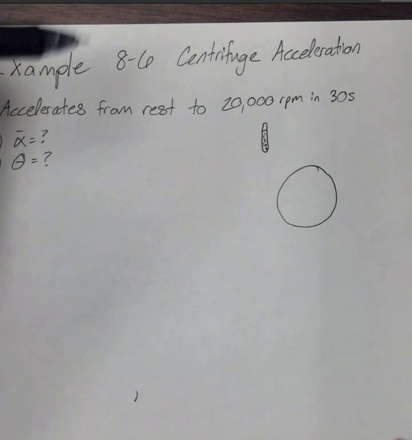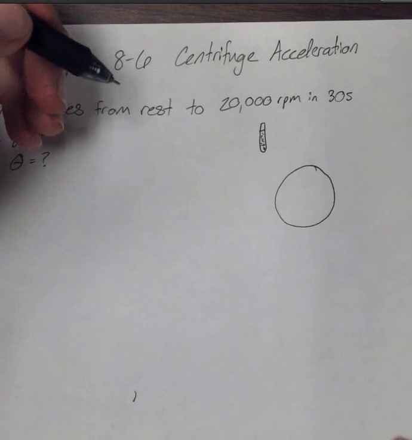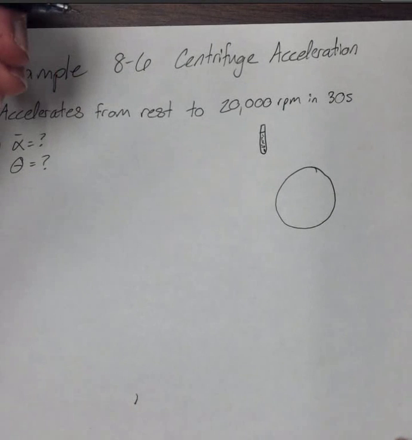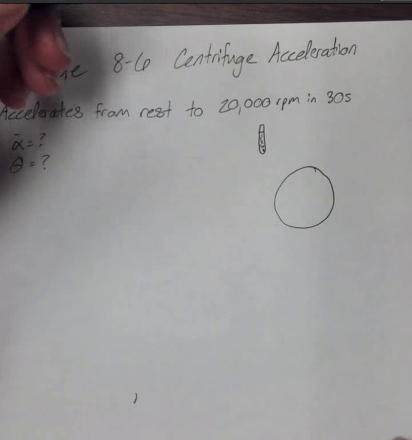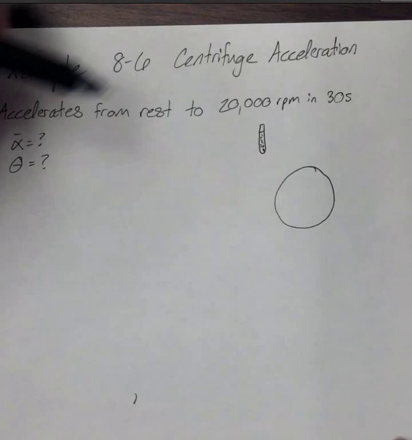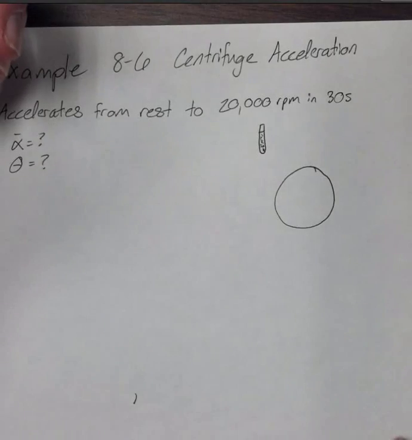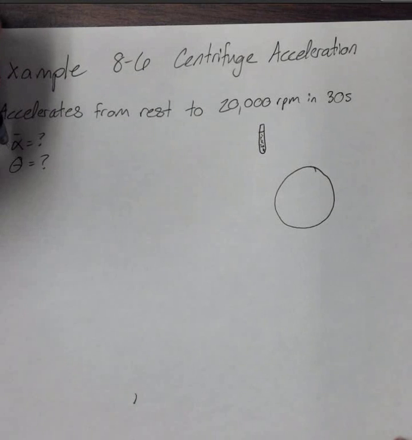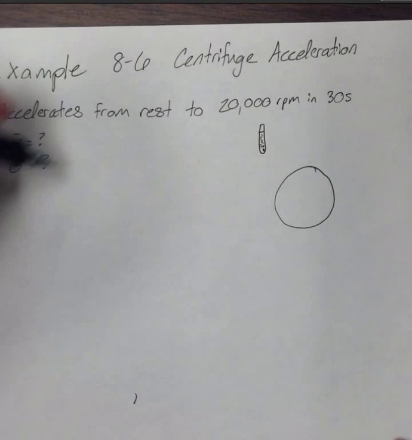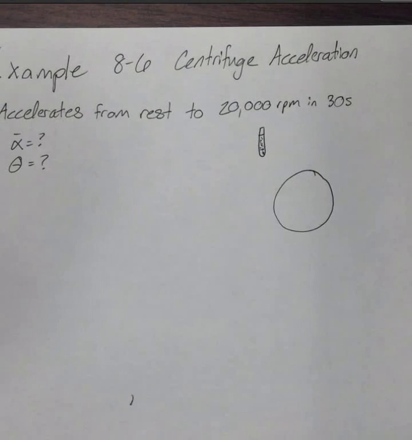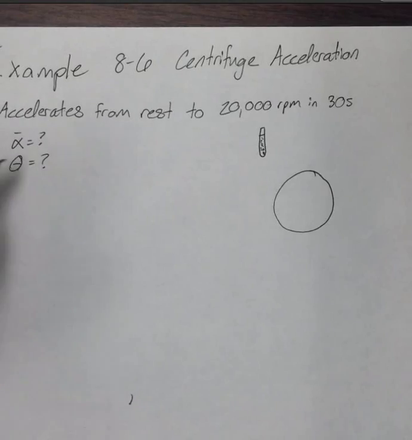So let's take a look at a centrifuge acceleration. A centrifuge rotor is accelerated from rest to 20,000 RPM, and that occurs in 30 seconds. What we're going to do is take a look at the average angular acceleration, and then also how many revolutions the centrifuge rotor has turned during its acceleration period. If we assume that acceleration is constant, we're going to find the overall displacement.